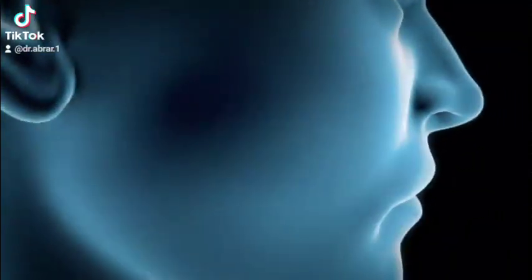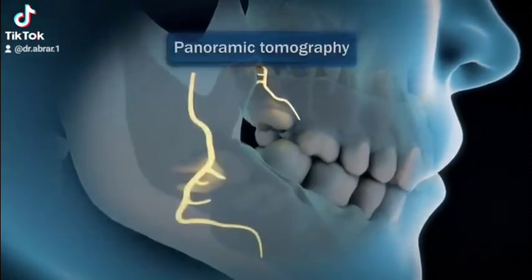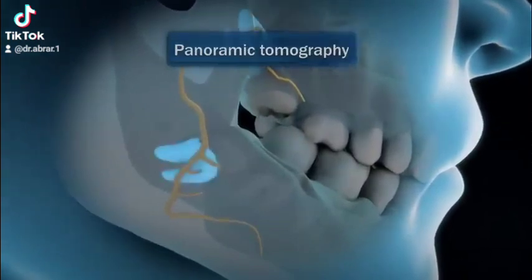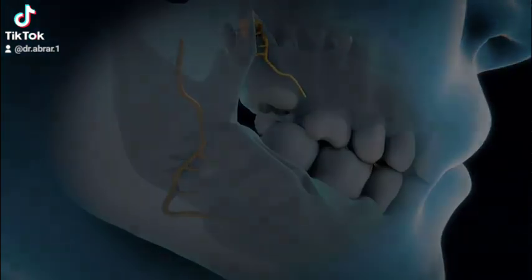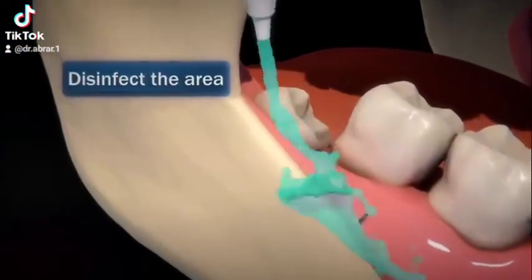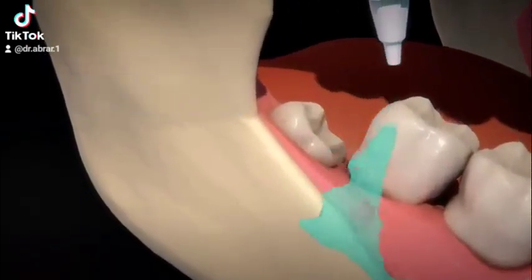If one or more wisdom teeth cause problems, the specialist will send the patient for a panoramic, periapical, or tomography X-ray to see the proximity to the nerve, size, and arrangement of the roots before proceeding with the extraction. Once the X-ray has been analyzed, the specialist will disinfect the area with an antiseptic or mouthwash and decide the type of anesthetic to apply.